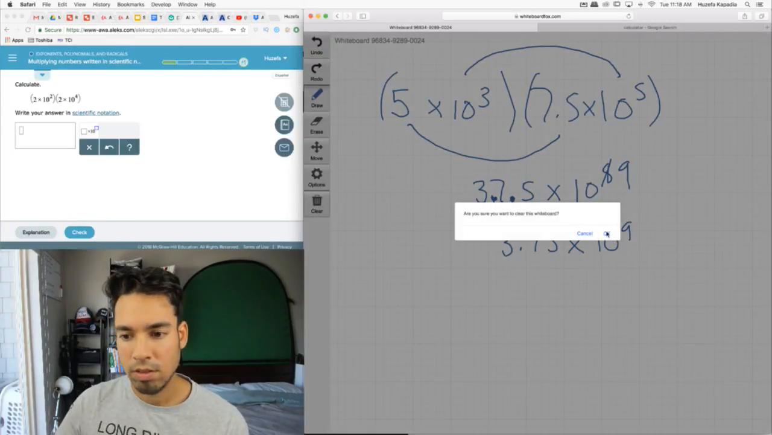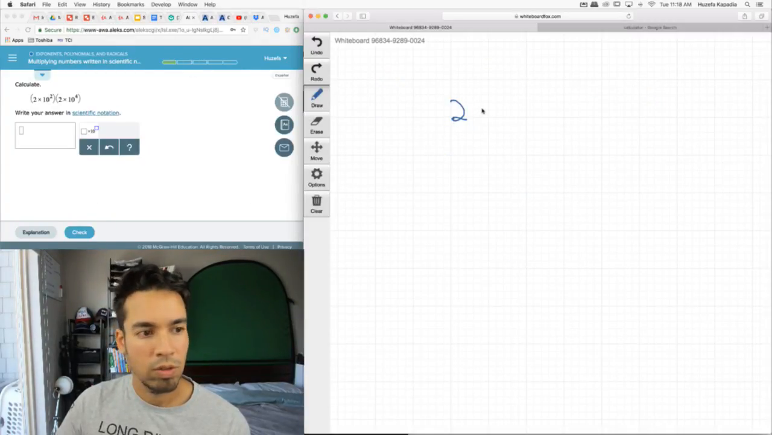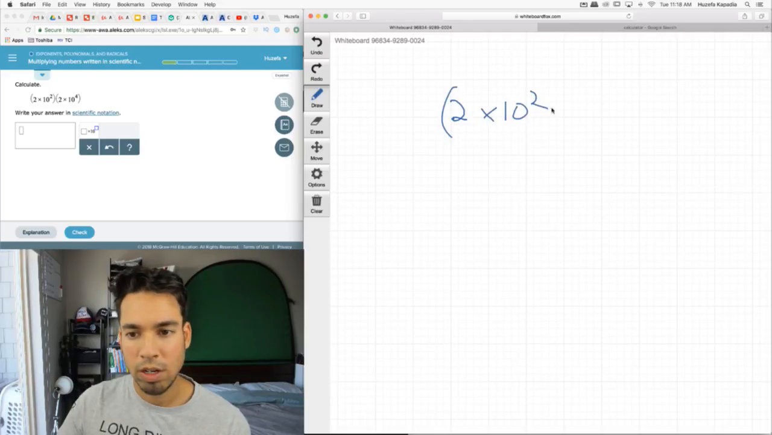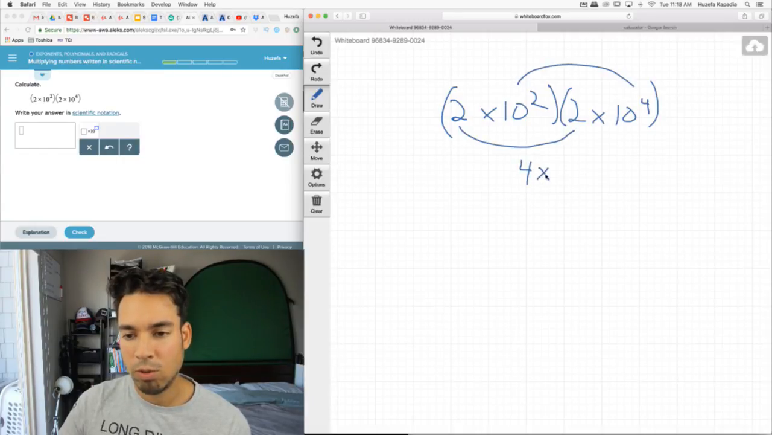Next, 2 times 10 squared, times 2 times 10 to the 4th. Same deal. 2 and 2 multiplying give us 4. 10 squared times 10 to the 4th becomes 10 to the 6th.